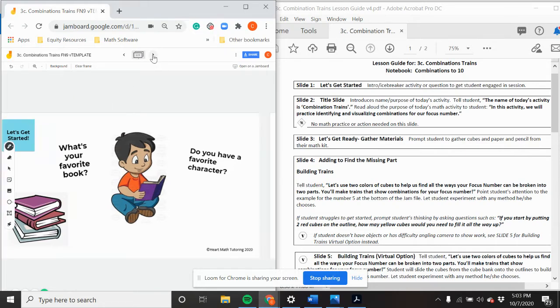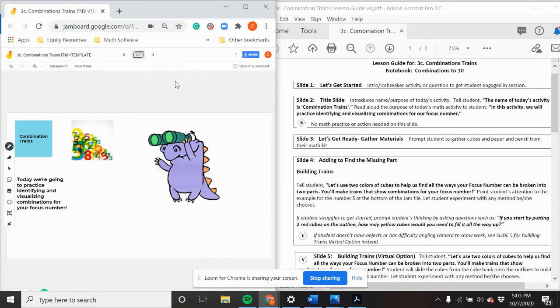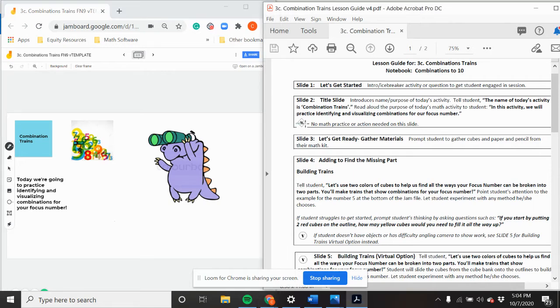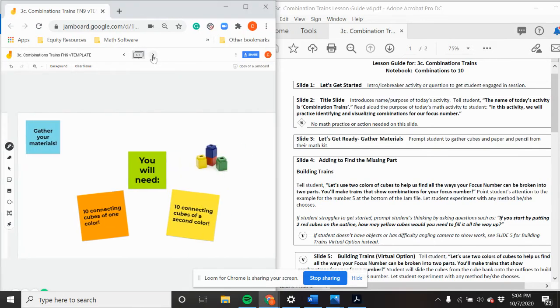On slide 2, this will have the title of the activity you'll be doing with your student and the purpose of that activity. Please read aloud the purpose for your students. For example, this activity is the combinations train game, and we are going to practice identifying and visualizing combinations for your focus number. You may notice when you receive your packets that there are some icons that will call attention to different aspects of the lesson guide. For example, this toolkit with a diamond on it indicates that that's a helpful tutoring tip that we want you to take note of. Let's look at slide 3.